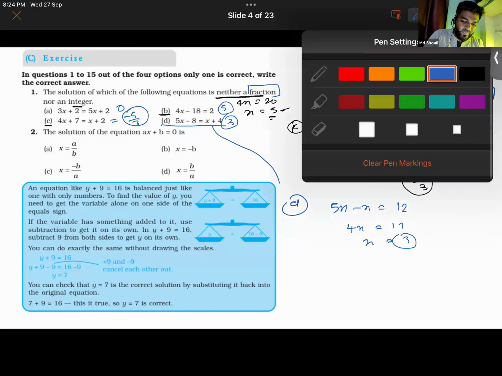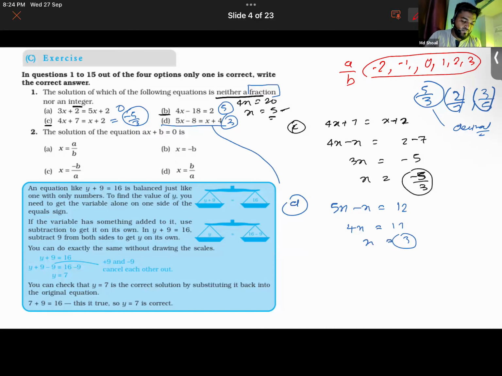Okay. One more thing. Read the question carefully. The solutions of which of the following equations is neither a fraction nor an integer? So 0 is an integer, 5 is an integer, 3 is an integer, while minus 5 upon 3 is not an integer, but it fits the criteria of being a fraction. But here the question refers to the fractions, like the positive fractions. So here minus 5 upon 3, we can understand it as a rational number rather than a fraction.